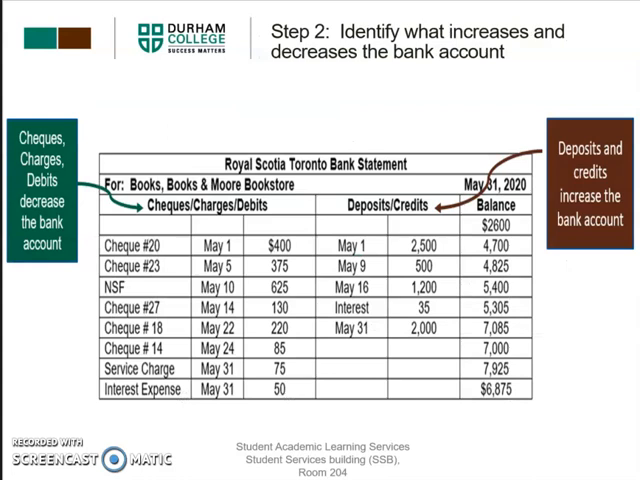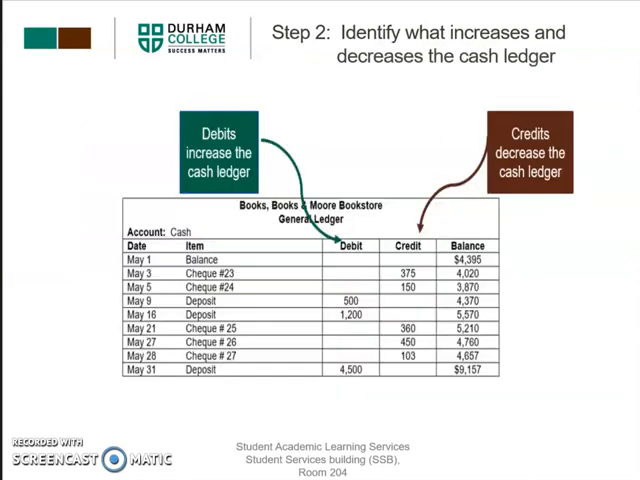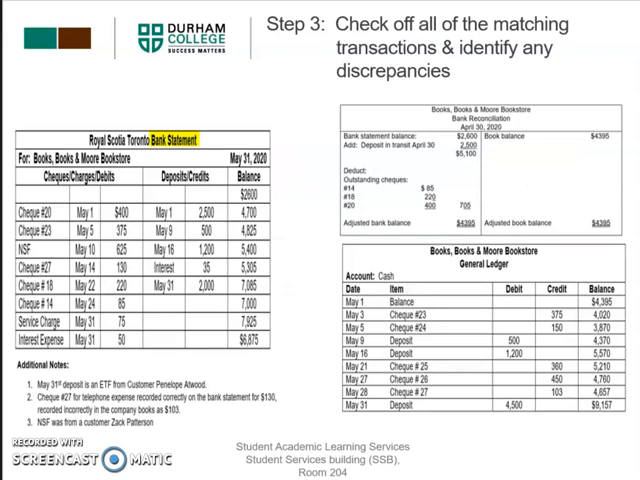On the bank statement, you may want to identify by using arrows what columns on this table increase the bank account or decrease the bank account. Checks, charges, debits decrease the bank account, while deposits and credits increase the bank account. On the cash general ledger, you may want to identify by using arrows what columns on this table increase or decrease the cash general ledger. Debit means the cash account is increasing, while a credit means the cash account is decreasing. So in step 3, we're going to check off or cross off all of the matching transactions.